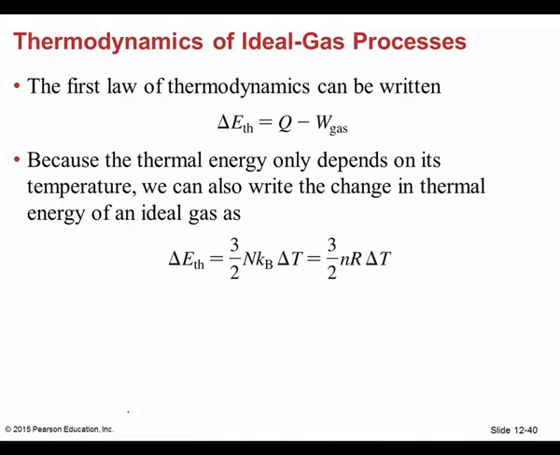So the first law of thermodynamics says what? That the change in thermal energy is equal to Q minus the work done on the gas. The thermal energy only depends on its temperature. We can write this change in thermal energy of an ideal gas as what? We've already looked at these: 3/2 times the number of molecules, Boltzmann's constant times the change in temperature, or 3/2 times the number of moles times the R constant, which is 8.31 joules per mole Kelvin, and then times the change in temperature, which is in Kelvin.